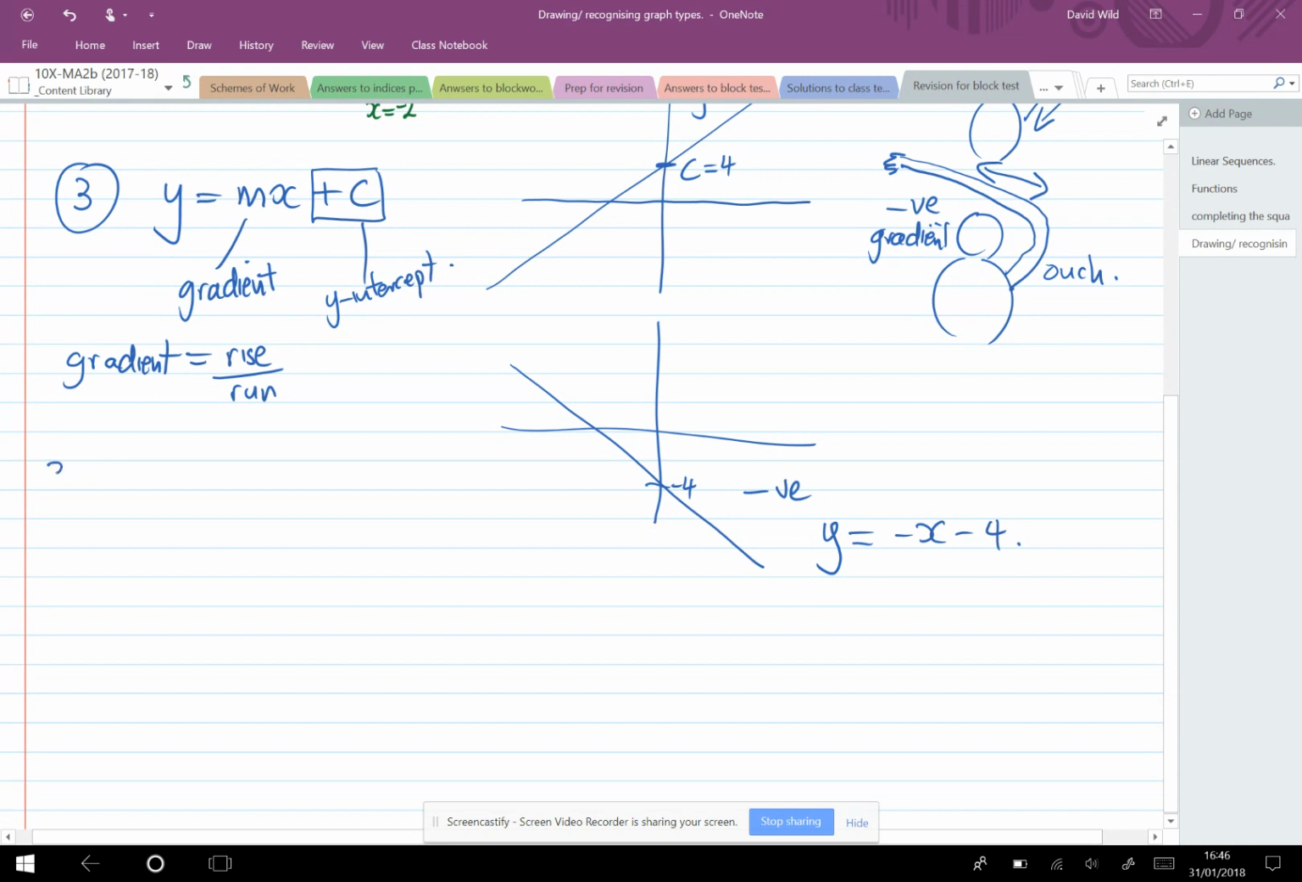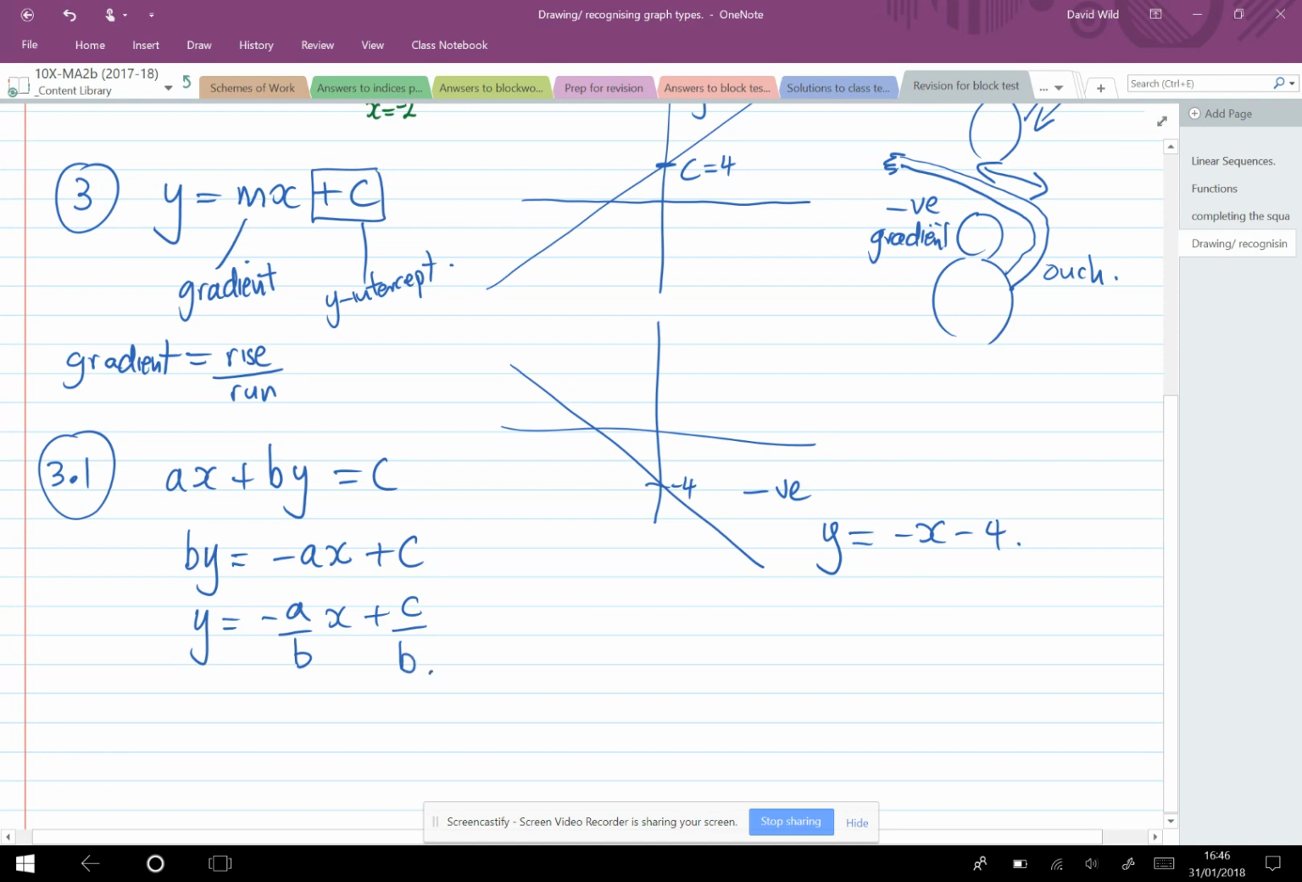Now you might get ones that are rearranged a little bit. You might get ones that look like ax plus by equals c, because we could rearrange that. If we subtract ax from both sides, we get by equals minus ax plus c, and if we divide both sides by b, we get y equals minus a over b x plus c over b. This is in the form y equals mx plus c. m is this gradient, so the rise is a and the run is b, and it's going in a negative direction, and the y-intercept is c over b.